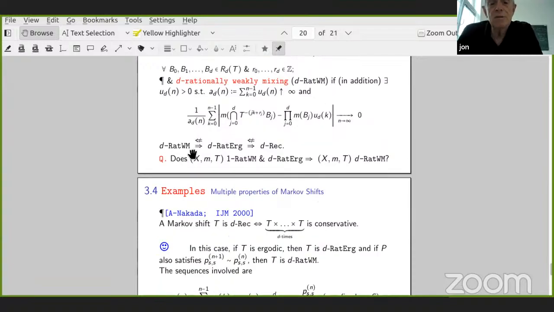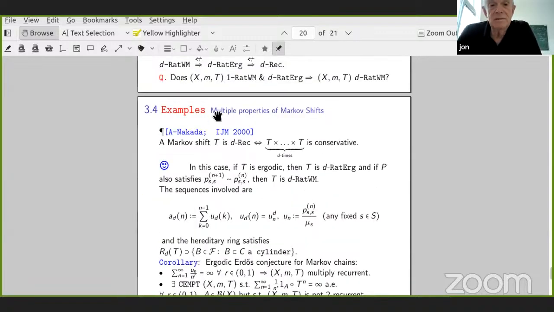So there's a question now, related to what we asked about Markov chains. Does one-rationally weakly mixing and D-rationally ergodic imply D-rationally weakly mixing? That's a question. For Markov chains, what we know is that if the conjecture is true, that as soon as it's weakly mixing it's rationally weakly mixing, then this would be true for Markov chains.